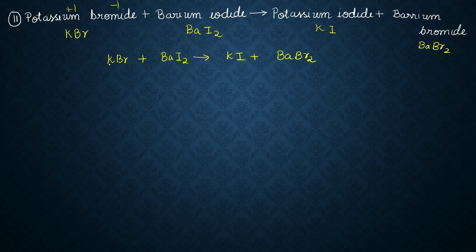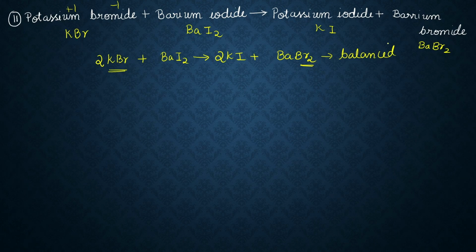Now here, the number of bromine atoms is not balanced. On the reactant side it is 1, on the product side it is 2. So for that, on the reactant side I'll multiply by 2. Now the number of potassium is 2 on the reactant side, but on the product side it is 1. So on the product side I'll multiply this by 2. Now iodine, okay, now everything is balanced. So this is the balanced form of this particular question.